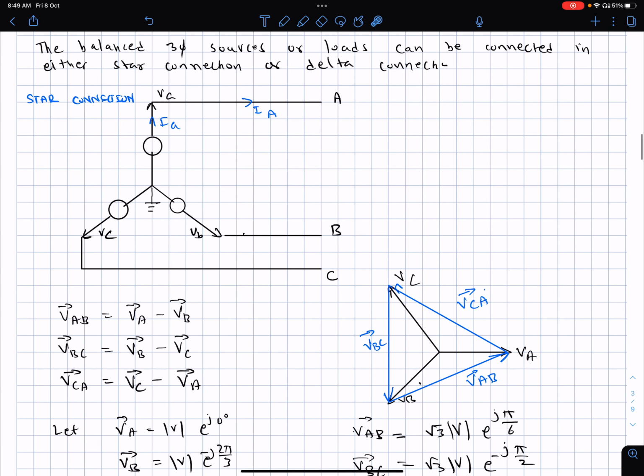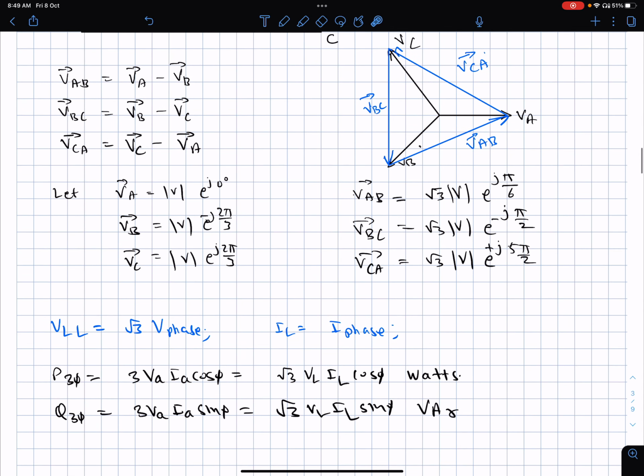Now, what about the line current and the phase current? This is the phase of the generator, so this is the phase current. This connects; this is called the line. So this is the line current, and the line current and the phase current are one and the same. So for a star-connected system, we get that VLL is equal to root 3 V phase and IL is equal to I phase.